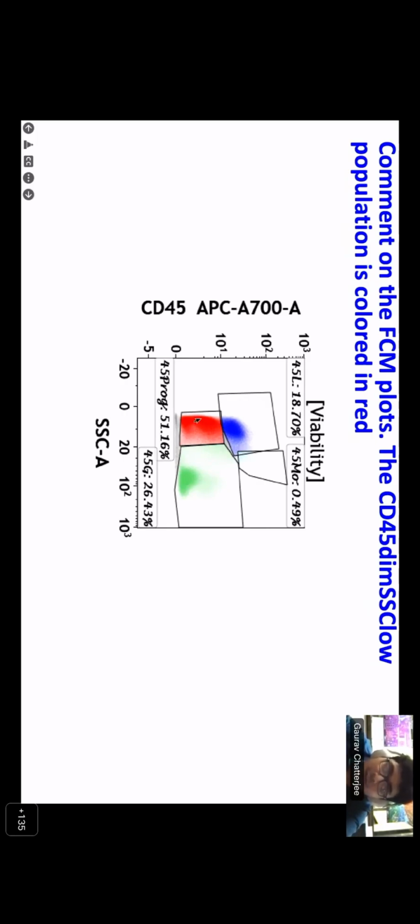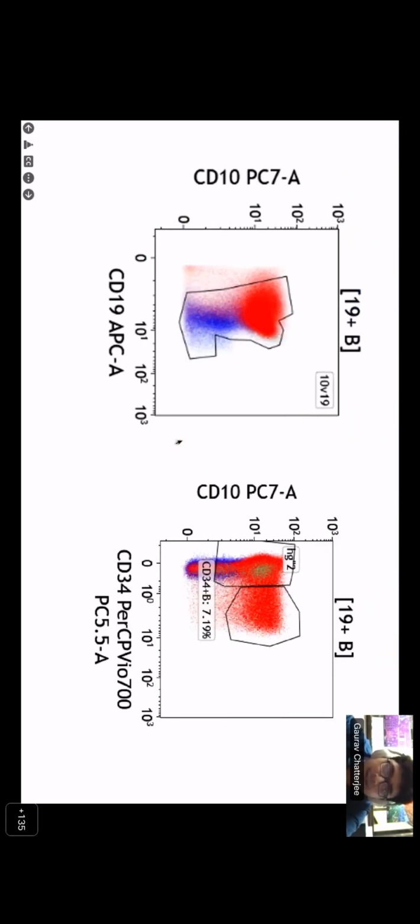You are right. So now that we have identified our blasts, which are these red cells, let's follow only them and identify their expression pattern. What do you think about CD19 and CD10 in this plot, Shivangi? CD19 and CD10 are positive in the precursor blast cells. Correct. And what about CD34? CD34 is also positive, sir.